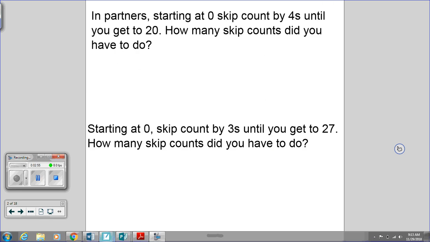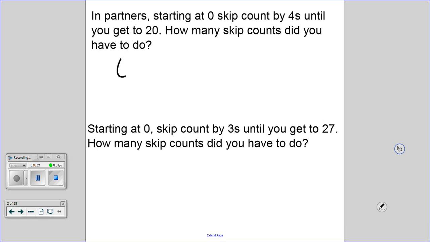Alright, we're not going to do this next one in partners, but I want you to do it on your paper alone. Starting at 0, skip count by 4s until you get to 20. And then I want you to tell me how many skip counts you had to do. Go. Do that in your notebook, please. Starting at 0, and you're ending at 20.